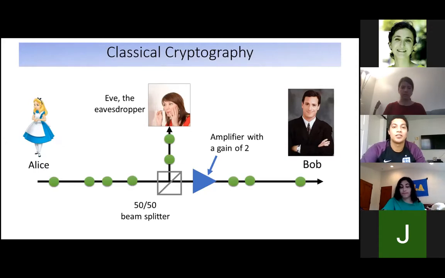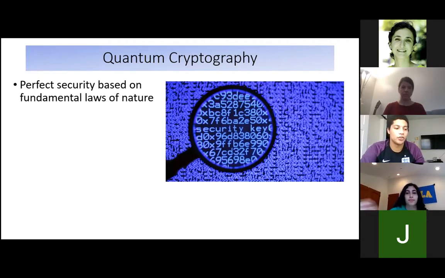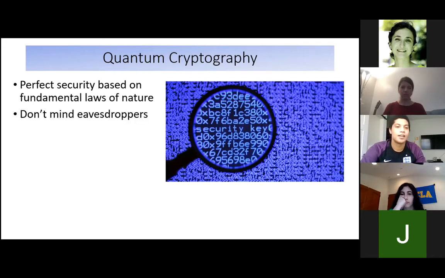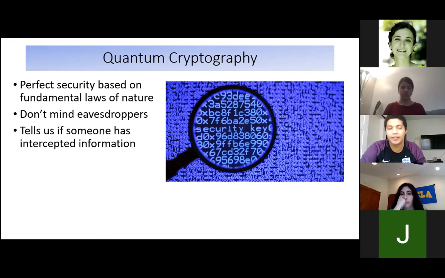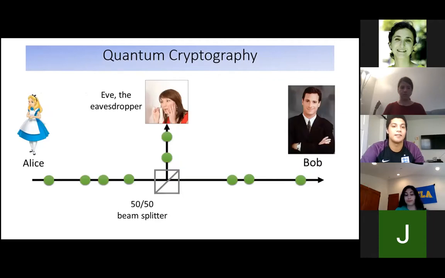In quantum cryptography this is totally different, and there's no way for someone to eavesdrop in a way that isn't intrusive and doesn't give them away. And so you're really providing security that's based on fundamental laws of physics. And we don't really mind eavesdroppers because we'll know if they're there or not. It's based on the principle of measurement and the fact that you can't copy a quantum state.